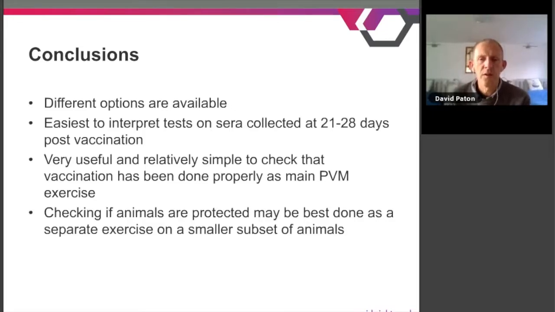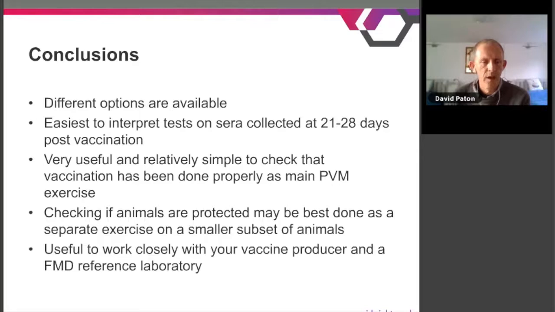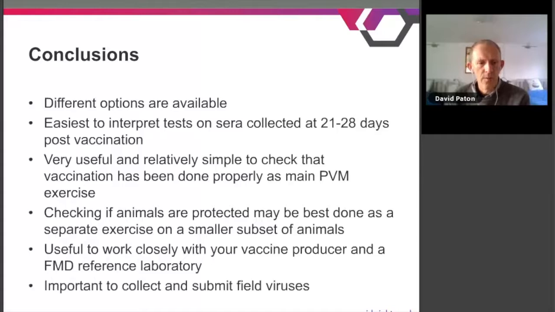If you do want to do some studies on field sera to look at if animals are actually protected against the field strains, this may be best done as a separate, smaller exercise on a subset of the animals. It's useful to work closely with your vaccine producer and an FMD reference laboratory, and if you do this, you can often add a great deal of extra value to the work that you do yourself. And of course, it's important to collect and submit field viruses if you want to be able to estimate the levels of protection against these viruses using tests such as the virus neutralization test and with the assistance of reference laboratories. So I think I will finish there.